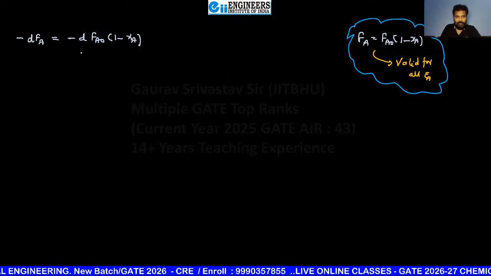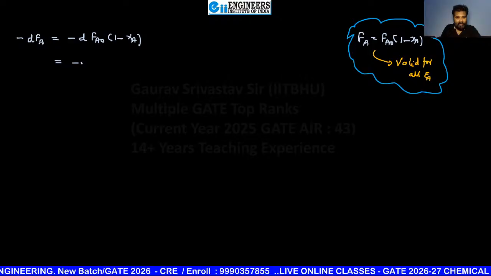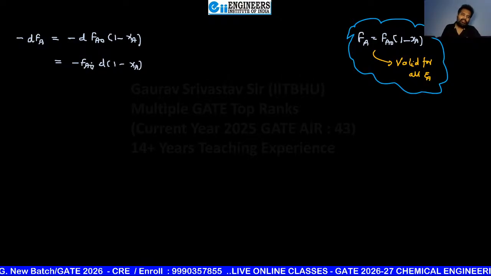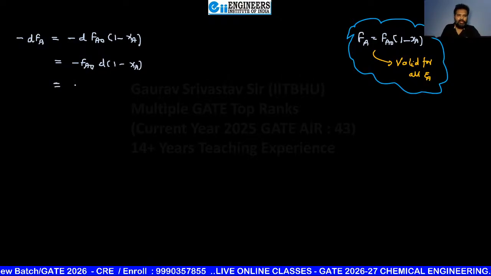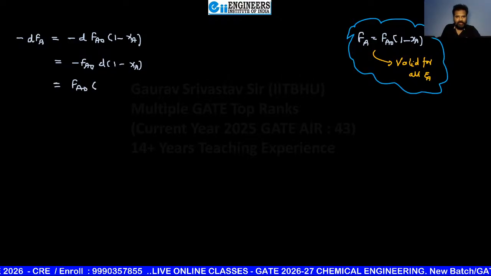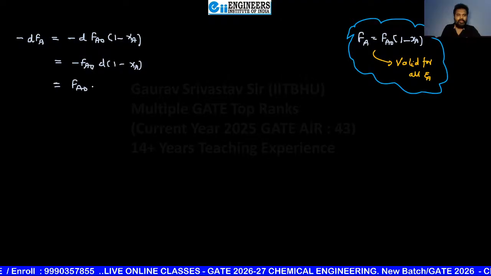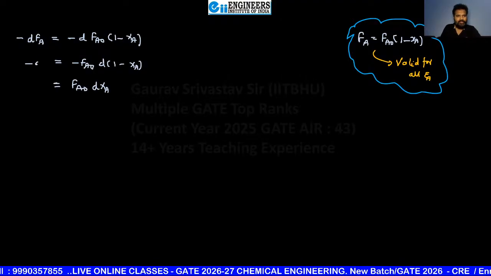So further moving, I can write as minus FA naught d of 1 minus XA, because FA naught is the constant value. This is always initial. And again you can write this, differentiation of 1 is 0, and of XA will give you minus dXA. So I can write minus minus plus. So I can write instead of this minus dFA, FA naught into dXA. Do you understand? We can write FA naught into dXA in place of this minus dFA.